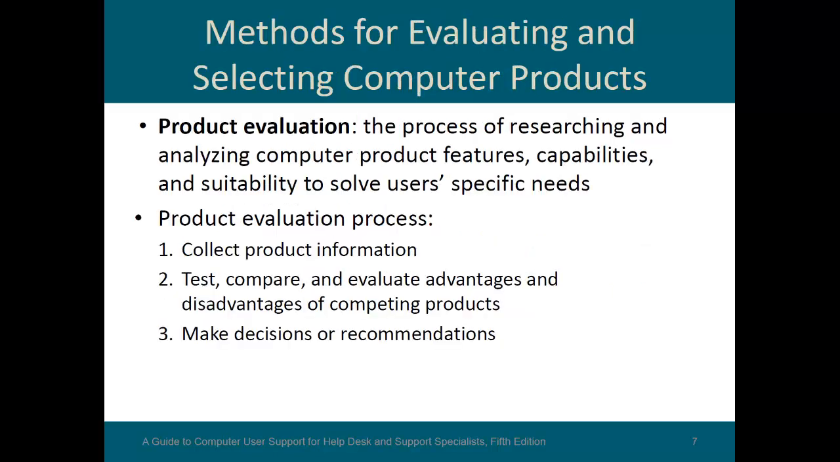Product evaluation, the process of researching and analyzing computer product features, capabilities, and suitability to solve user-specific needs, sometimes called QA, but that can also be used for other things. Product evaluation process: collect product information, test, compare, and evaluate advantages and disadvantages of competing products, and make decisions or recommendations. So after we collect all the information, we run the tests, then we have to decide whether or not to use it.